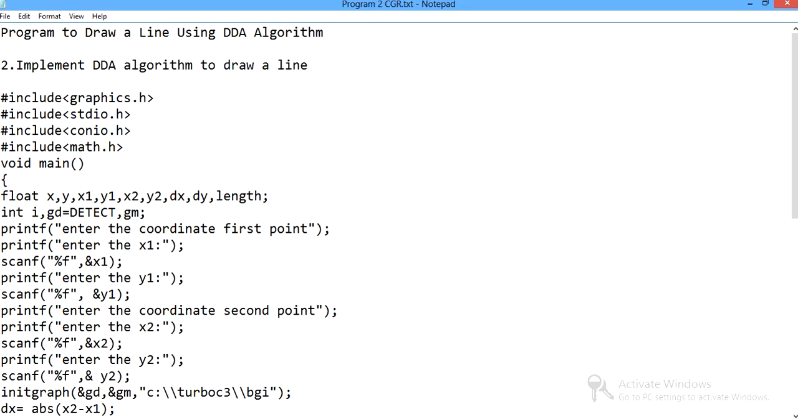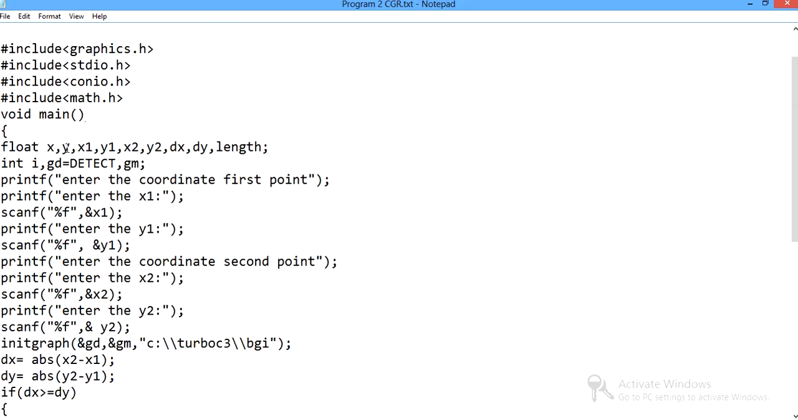Basically we have the header files: graphics.h, stdio.h and conio.h. graphics.h is required every time we run a graphics program. Then math.h for the basic mathematical functions. Then I use float for x, y, x1, y1, x2, y2, dx, dy and length.